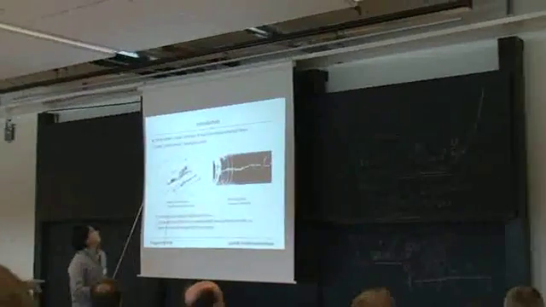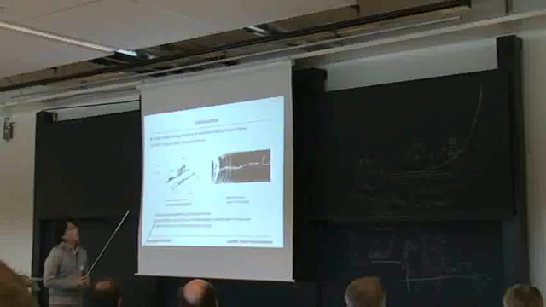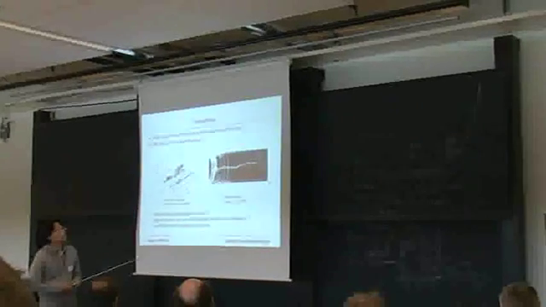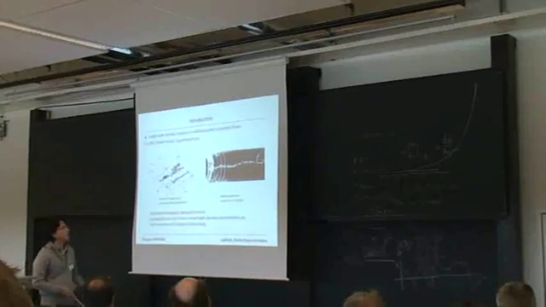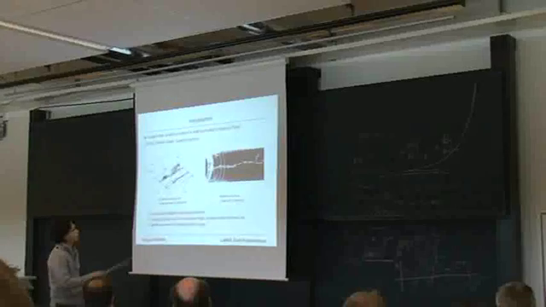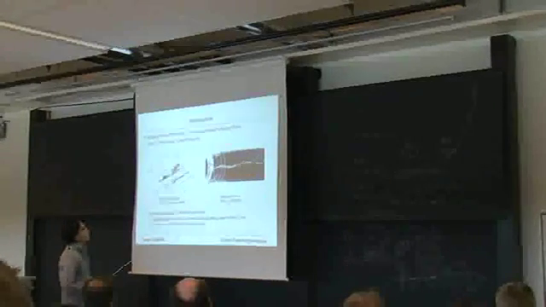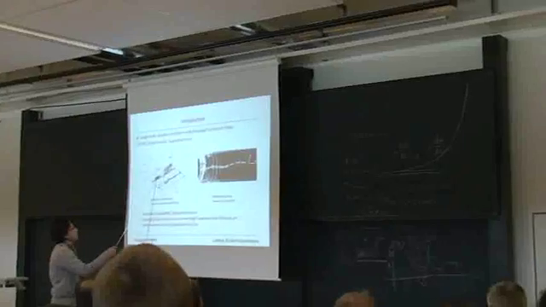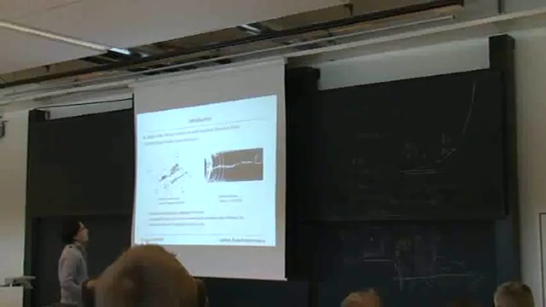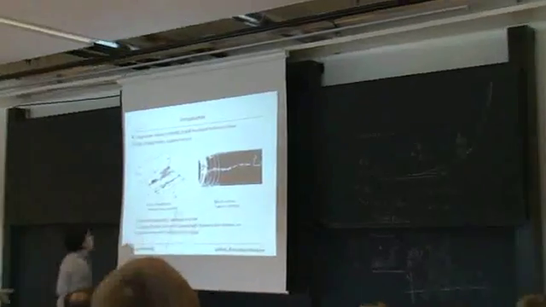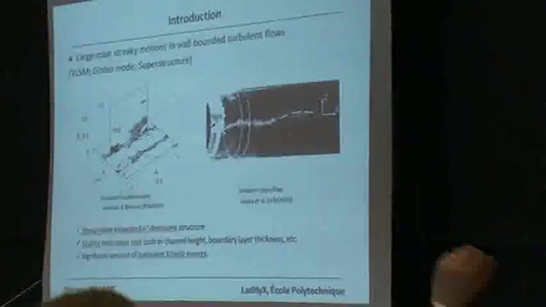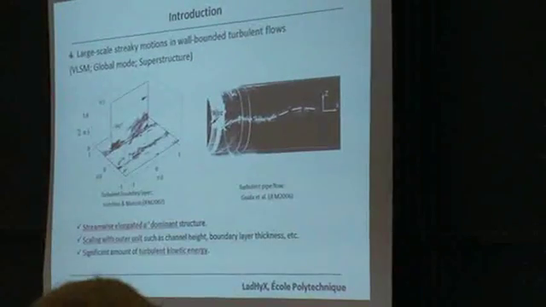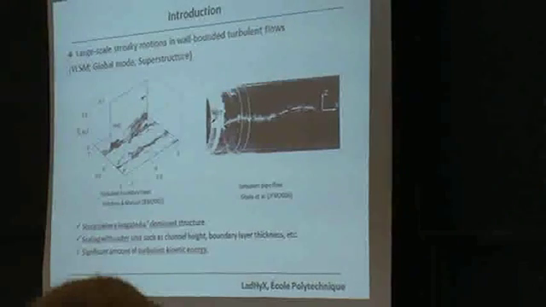The largest-scale streaky motions in turbulent flow have been found in recent numerical and experimental studies. These two figures are flow visualizations of a boundary layer and a pipe flow. As you can clearly see, there are long streaky motions, sometimes meandering. One feature of this structure is that their spacing scales in outer units, and they carry a significant amount of the turbulent kinetic energy.